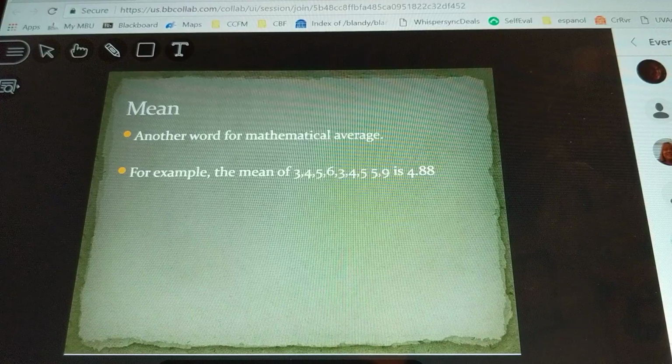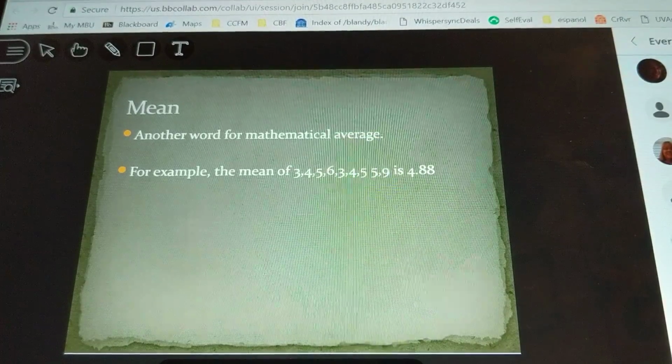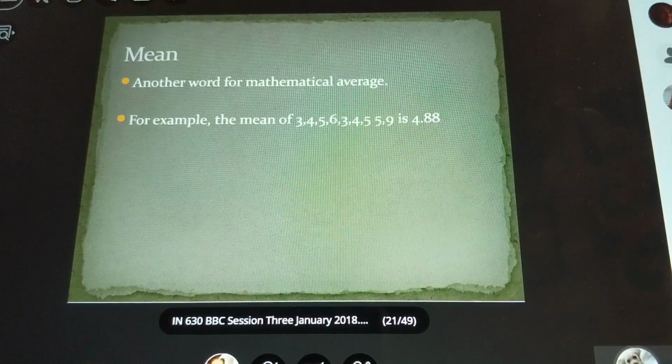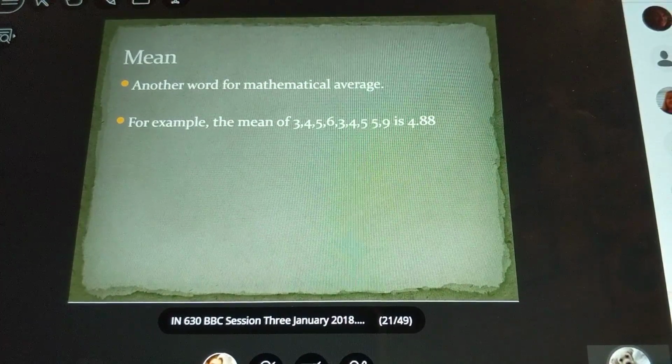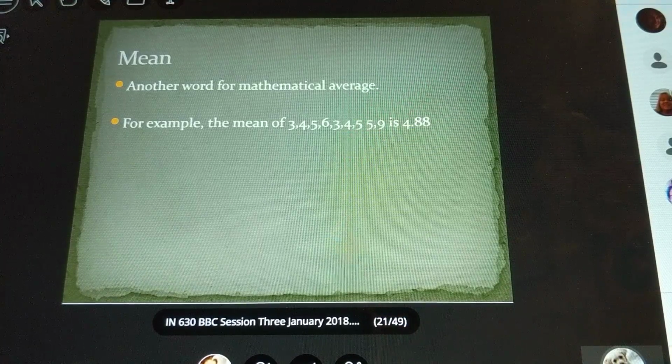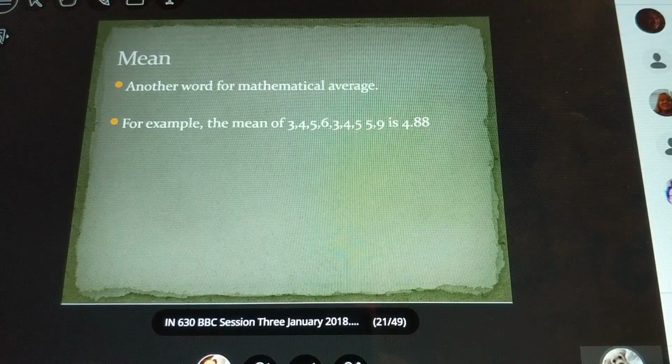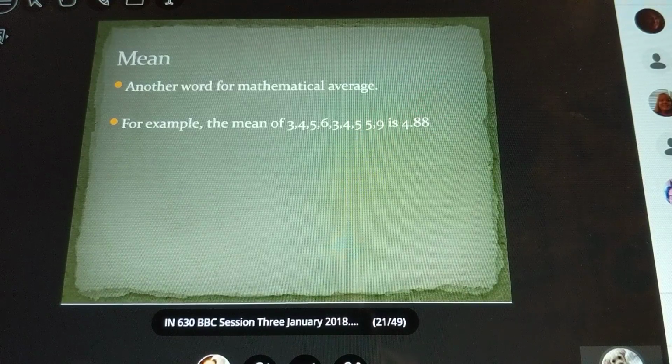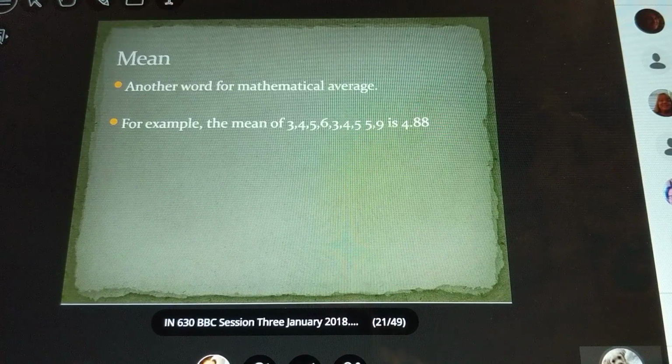But before then, we'll do a couple. You might want to scratch pad these out. We already identified that the mean is another word for mathematical average. So, for example, the mean of this listing of numbers here is 4.88. Raise your hand if you understand the process of how that mean was generated.